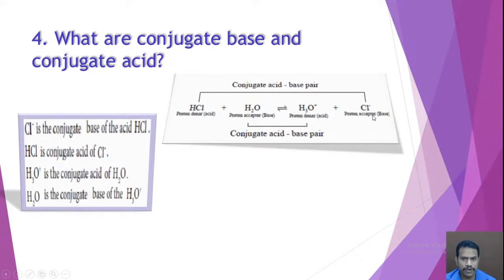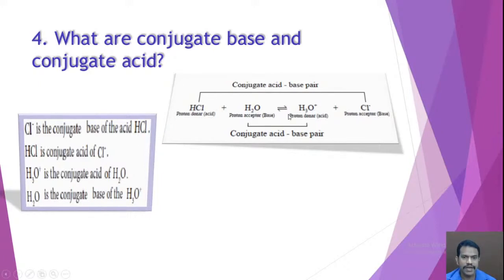Cl minus is a proton acceptor, acts as a base. Cl minus is a conjugate base of the acid HCl. So Cl minus we get from HCl, right? So HCl acts as an acid, from that we can get a Cl minus. So Cl minus acts as a base. Why is it given as proton acceptor? It carries negative charge, so ready to accept a H plus ion. That's why proton acceptor is given, right?